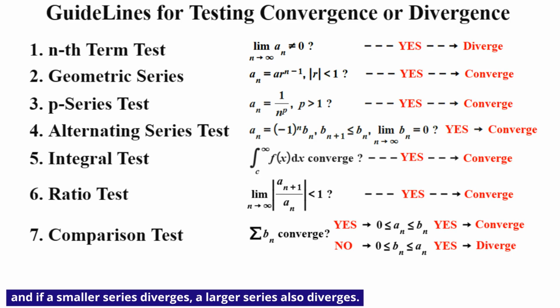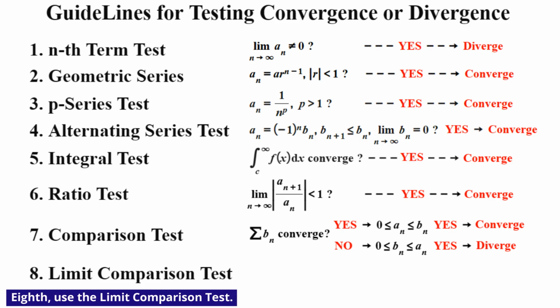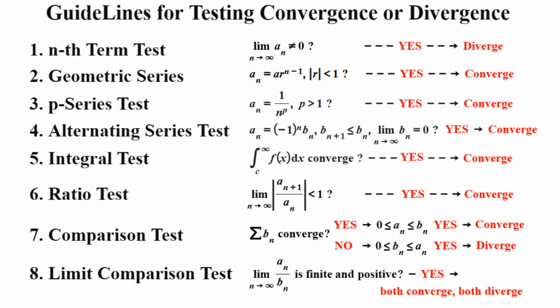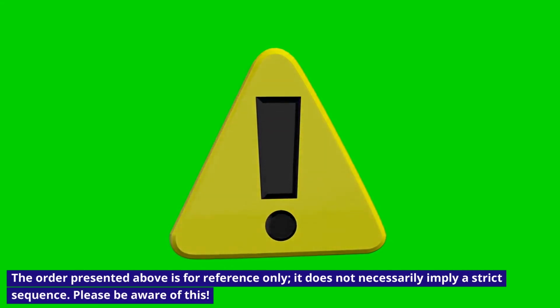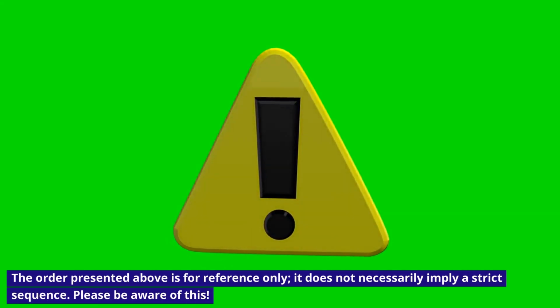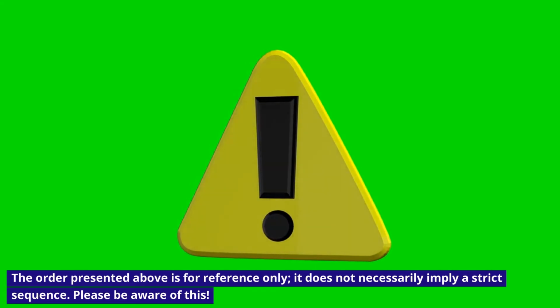Eighth, use the limit comparison test. For all positive general terms, if the limit of the ratio is finite and positive, then either both converge or both diverge. The order presented above is for reference only. It does not necessarily imply a strict sequence. Please be aware of this.